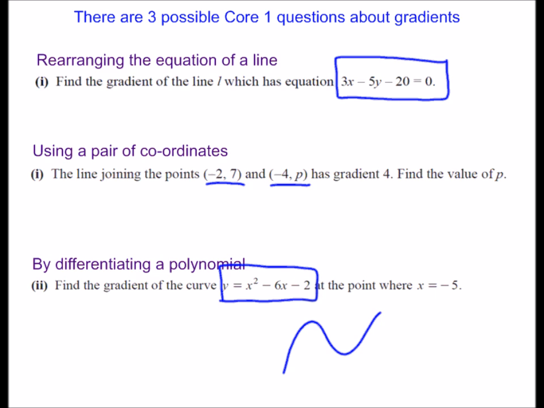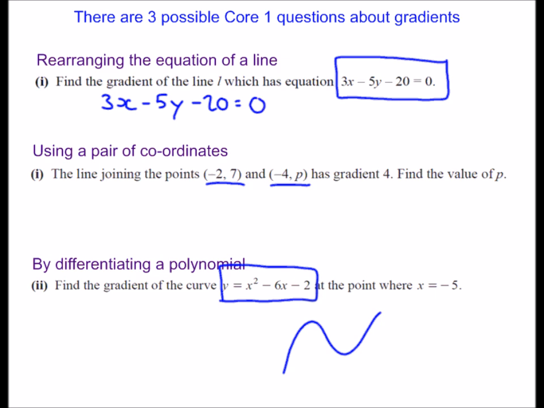Find the gradient of a line which has equation 3x minus 5y minus 20 equals 0. So it's really hard to see that this is even the equation of a line. What we want is to get it into the form y equals mx plus c. So let's start off with our 3x minus 5y minus 20 equals 0.